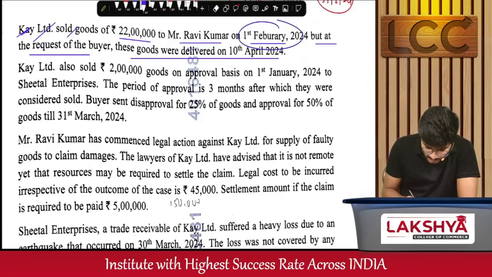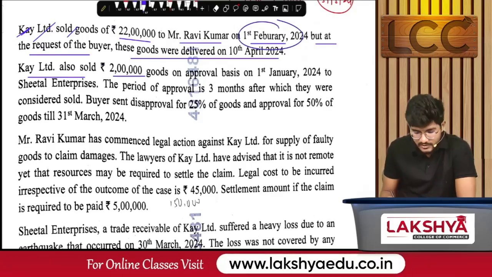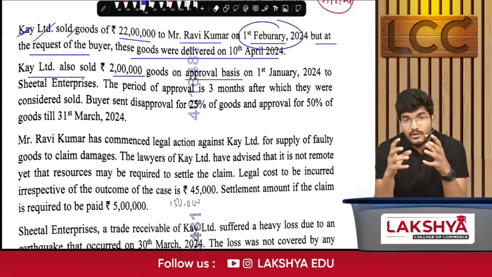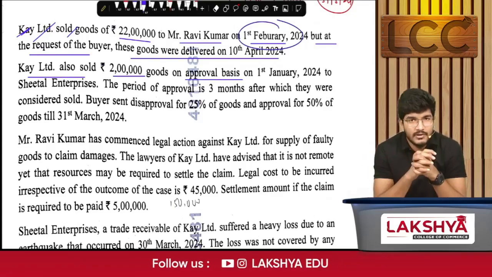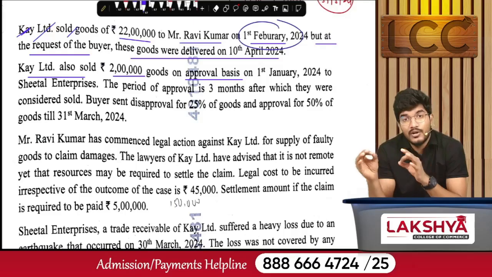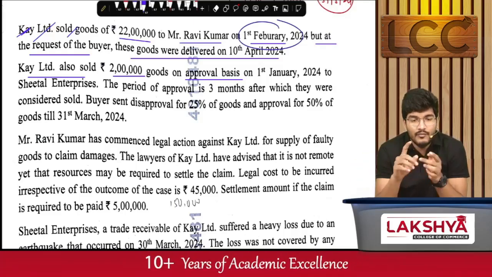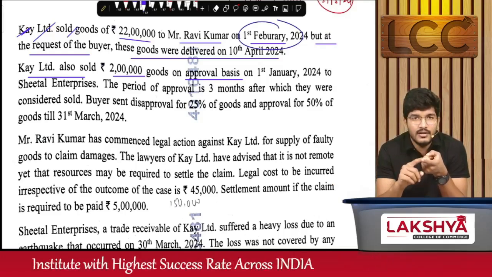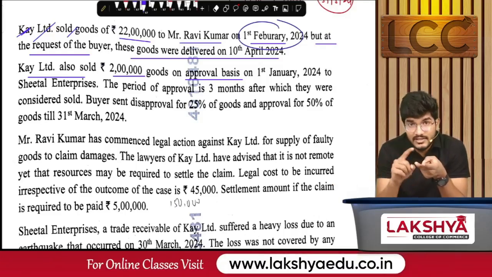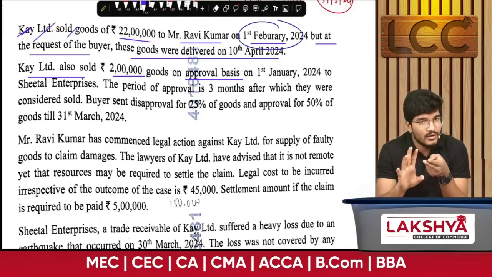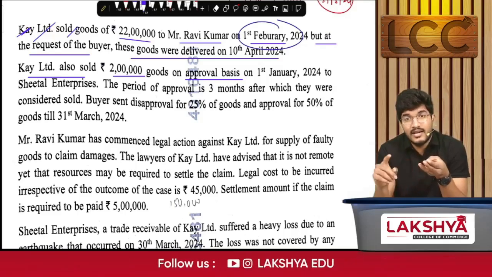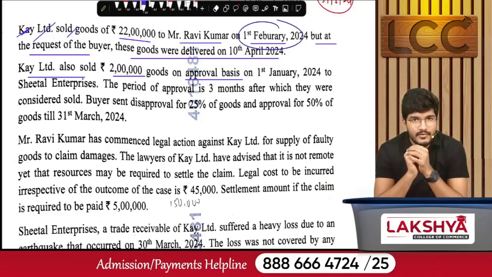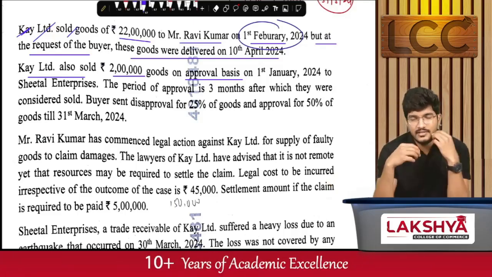Next, K Limited also sold goods of rupees 2 lakhs on approval basis. So as per the provisions of AS9, whenever goods are sold on approval basis to the customer, the sale is completed only in the following three scenarios: when the goods are formally accepted by the customer, or when the time period to reject has lapsed, or when the customer does an act that signifies that he has adopted the transaction.